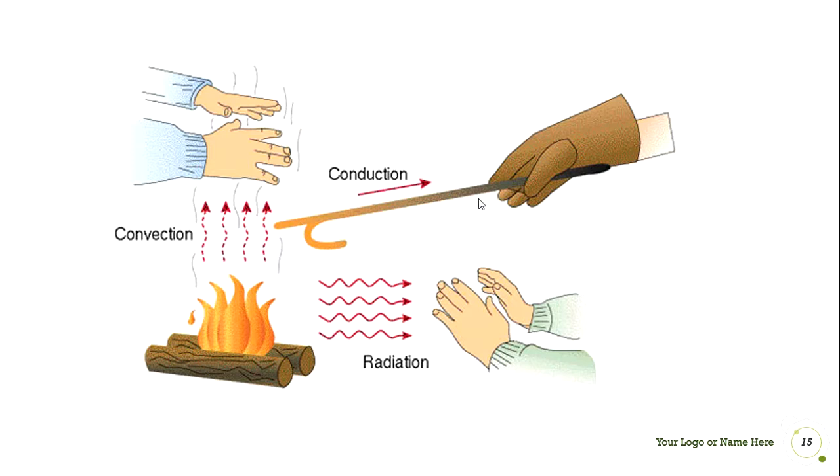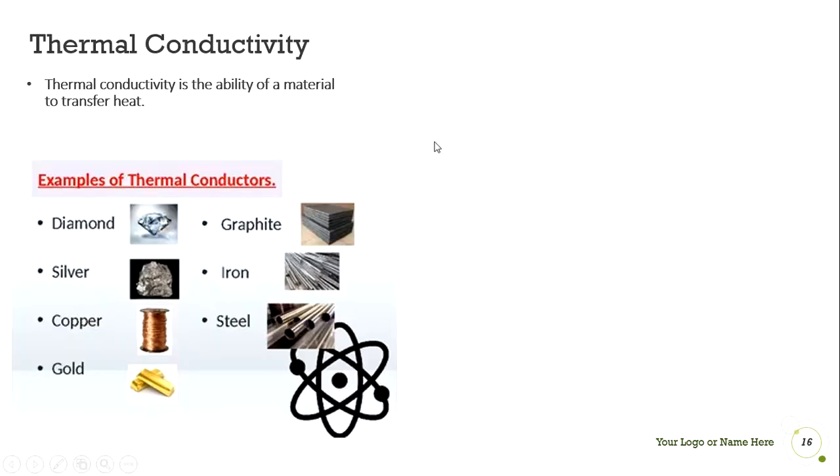Now you might be asking why. In conduction, energy is transferred as particles bump into each other. Thermal energy can only move from one side of an object to the other by moving through all the particles in between. So this exchange of thermal energy takes time. This is what thermal conductivity is: the ability of a material to transfer heat.